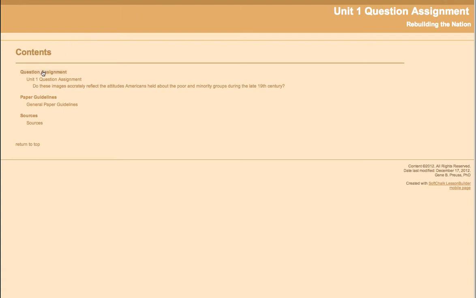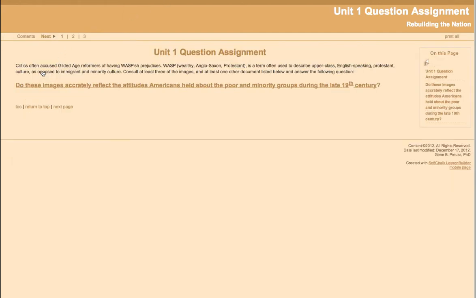First of all, at the question assignment, it asks you a question that you must answer. This is your assignment. So this question asks you to take a stand. Do these images accurately reflect the attitudes Americans held about the poor and minority groups during the late 19th century? So it's a yes or no question. So you're going to say yes or no, and then you're going to back up what you answer with evidence from both the text and the sources.